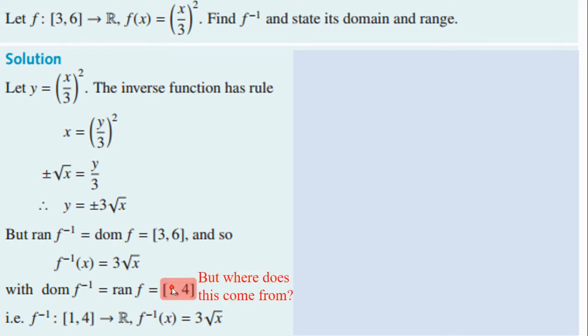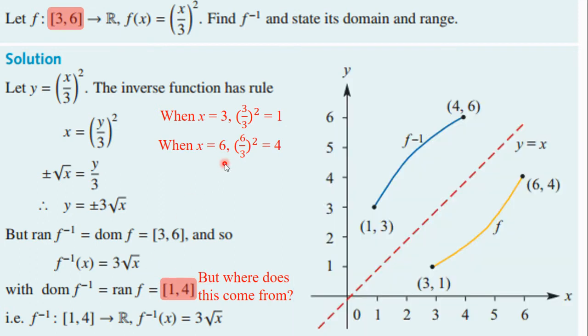So where does this 1 to 4 come from? So let's look up here. If we've got 3 to 6, so the domain of this one is from 3 to 6. So if we substitute in when x equals 3, we get (3 over 3) all squared, which is 1. And when x equals 6, we do the same. (6 over 3) all squared equals 4. So that's just x over 3, if x is 6, and we get 4. So that's where our 1 to 4 comes from.